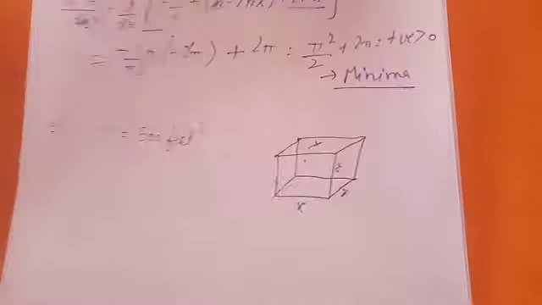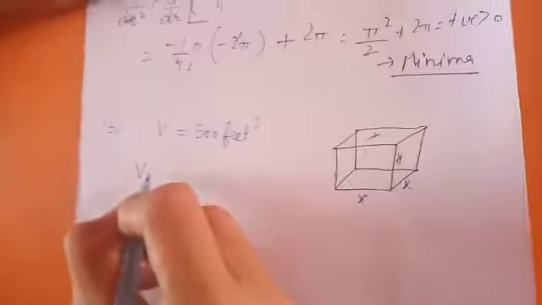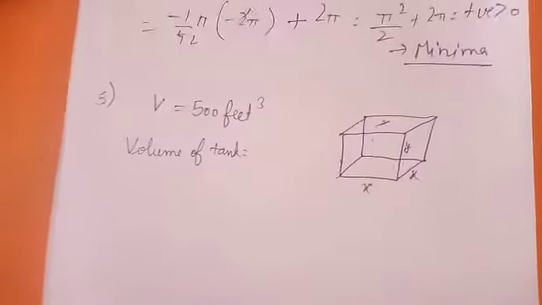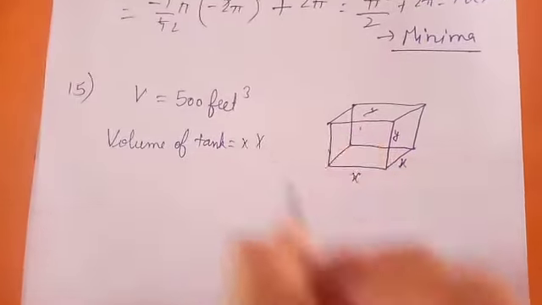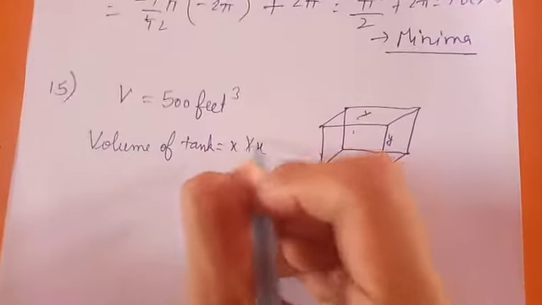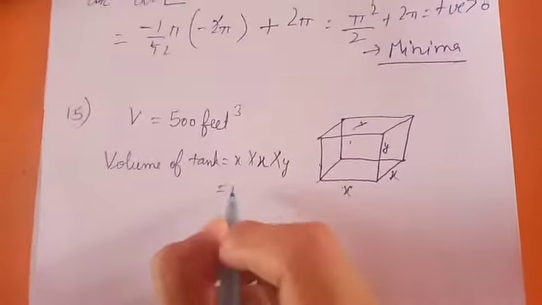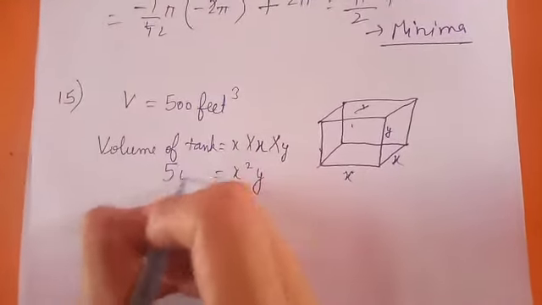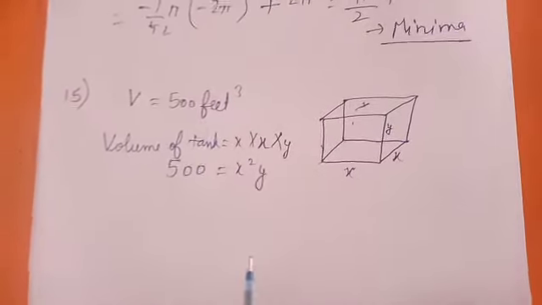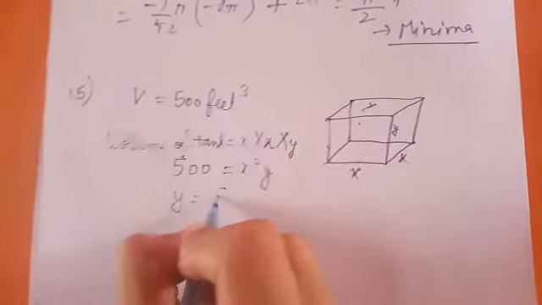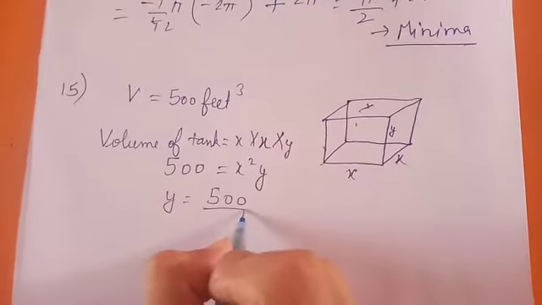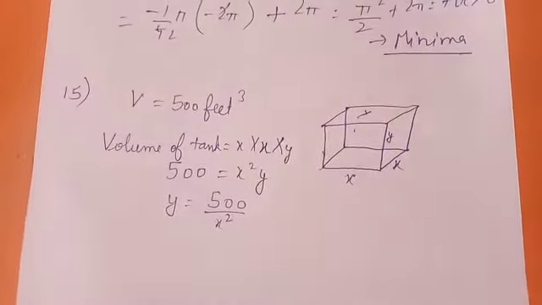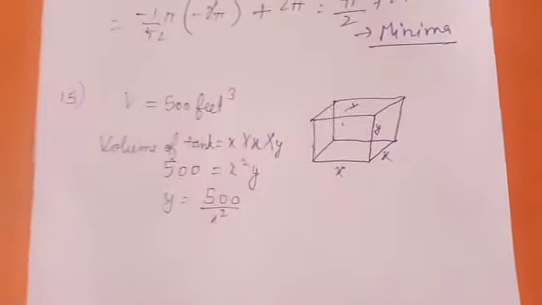Okay, so we have assumed its length and breadth is x and its height is y. Okay, understood. Now its volume will be, volume of tank is length into breadth into height. Length is x, breadth is also x, into y, so that will be x square y. Now our x square y is equal to 500. From here I can find the value of y as 500 by x square. Okay, clear till this point.